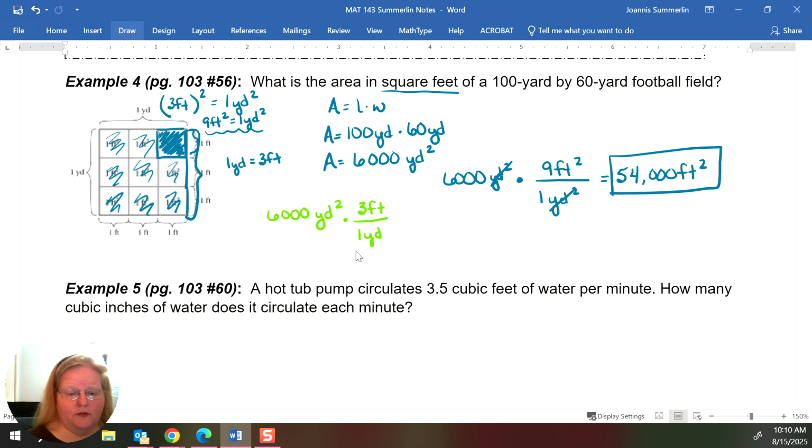We all agree, right? True. It's true, right? Yard on top, yard on bottom. We're good, yes. The problem is I have 2 yards on top and only 1 yard on the bottom. That means I need another yard on the bottom, so it'll cancel out. So I just make another fraction, put another yard on the bottom, put another 3 feet on top. Cancels out my 2 yards on the top, 2 yards on the bottom. Everybody's happy. 6,000 times 3 times 3 still gives me the same 54,000 feet squared, because there are 2 of them on top.